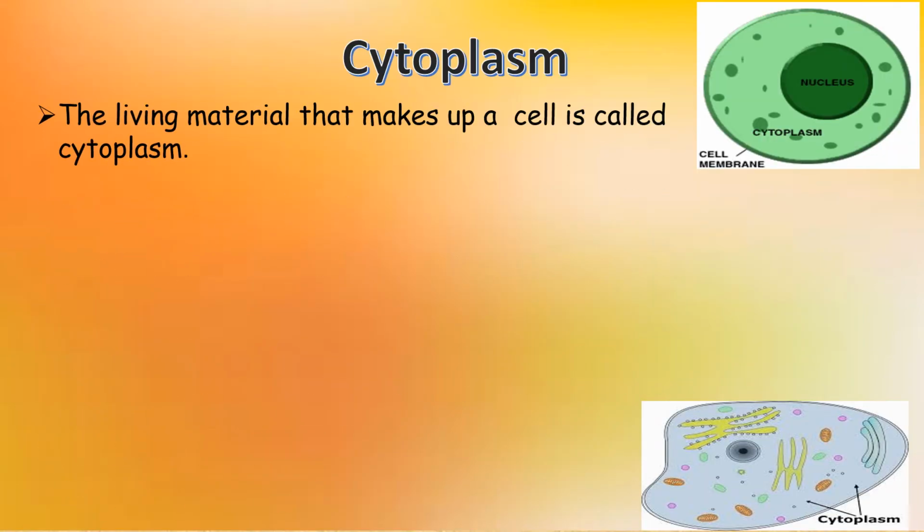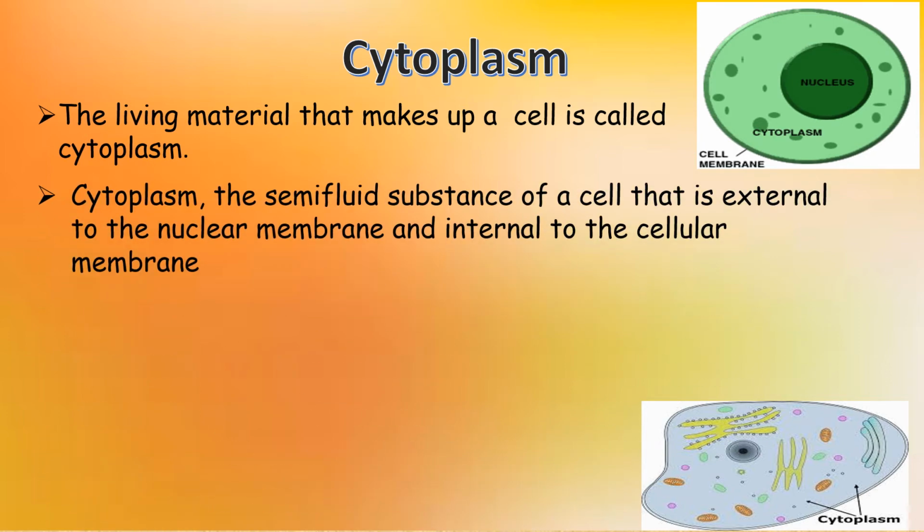Cytoplasm. The living material that makes up a cell is called cytoplasm. It has a texture rather like sloppy jelly. In other words, somewhere between a solid and liquid. Unlike a jelly, it is not made of one substance, but is a complex material made of many different structures.